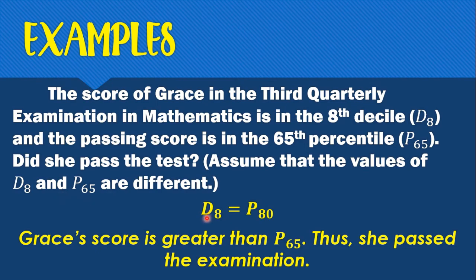So we know that D sub 8 is equal to P sub 80 or the 80th percentile. Since it is assumed that D sub 8 and P sub 65 have different values, we can say that Grace's score is greater than P sub 65. Thus, she passed the examination.